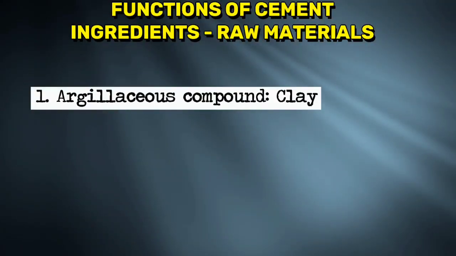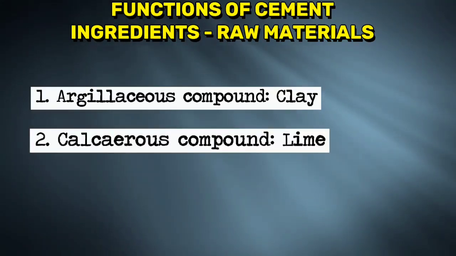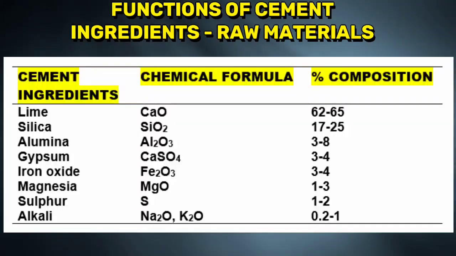Cement basically constitutes two different types of compounds. We have the argillaceous compound, which is clay, and the calcareous compound, which is lime. These are the raw materials present in cement. So we have lime, silica, alumina, and gypsum, which is usually added towards the end of the manufacturing process to control setting time. We have iron oxide, and some percentages of magnesia, sulfur, and alkali. As you can see, these are the percentage compositions.